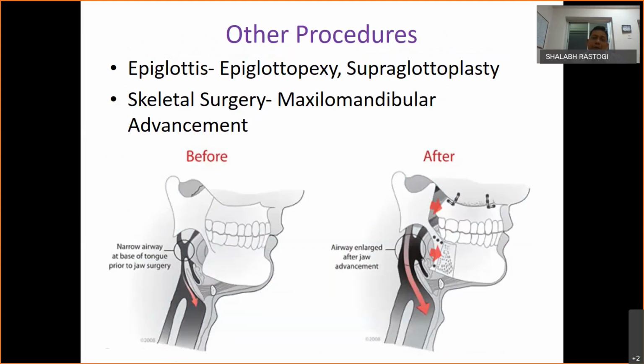Now, for the epiglottis, we can do epiglottopexy, in which we suture the epiglottis to the base of the tongue, or we can remove the extra portion of the epiglottis, which is called supraglottoplasty. These procedures can be done for laryngomalacia patients also. The last but not the least is skeleton surgery done by the maxillofacial surgeons. In this, they open up the posterior airway by advancing the maxilla as well as the mandible and fix them in a new position.